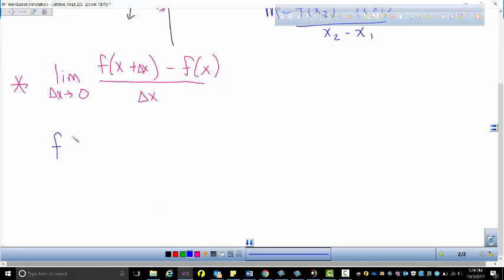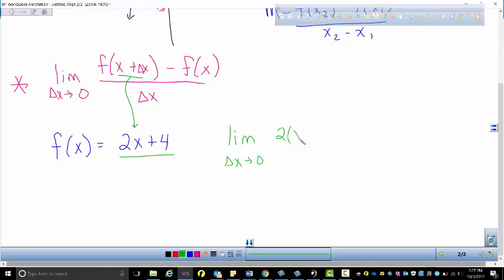So let's say that I have a linear function, 2x plus 4. And I want to know the instantaneous slope using this formula, or I want to take the limit as the change in x goes to 0. So I take the limit as delta x approaches 0 of my function evaluated at x plus delta x. That means x plus delta x has to go in for x, so it's going to be 2 times x plus delta x, plus 4.